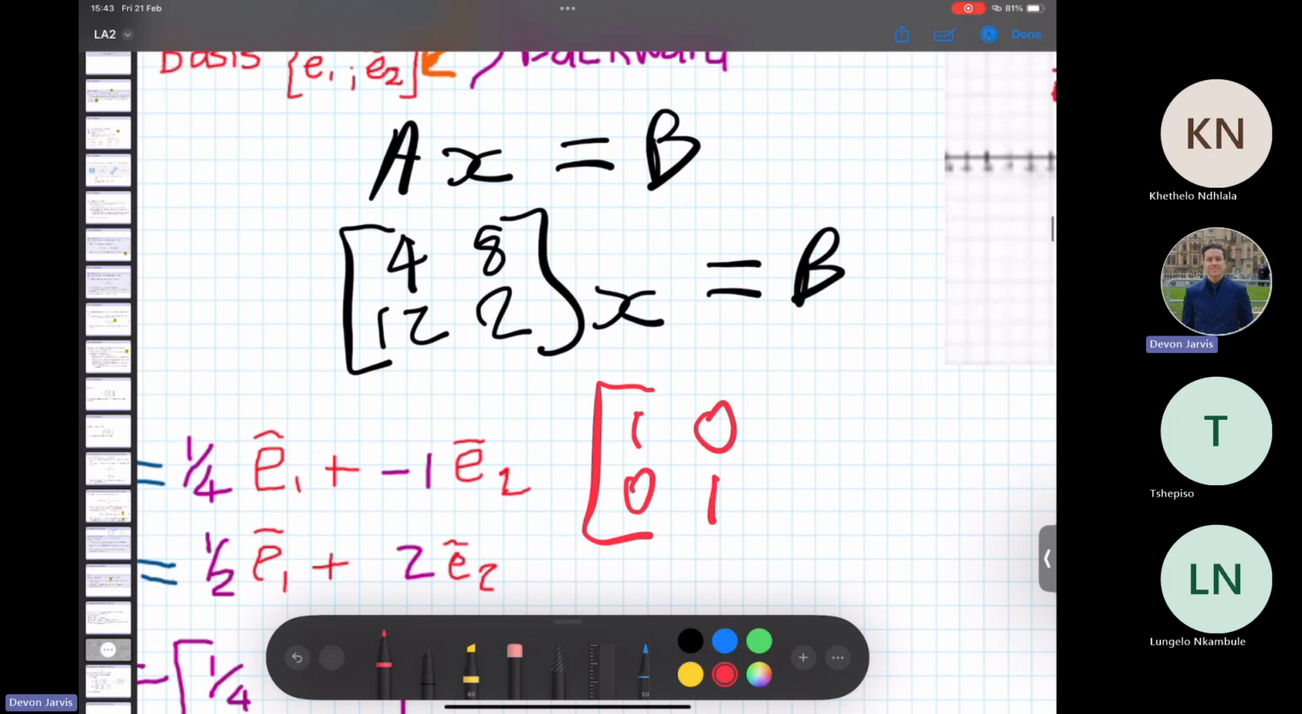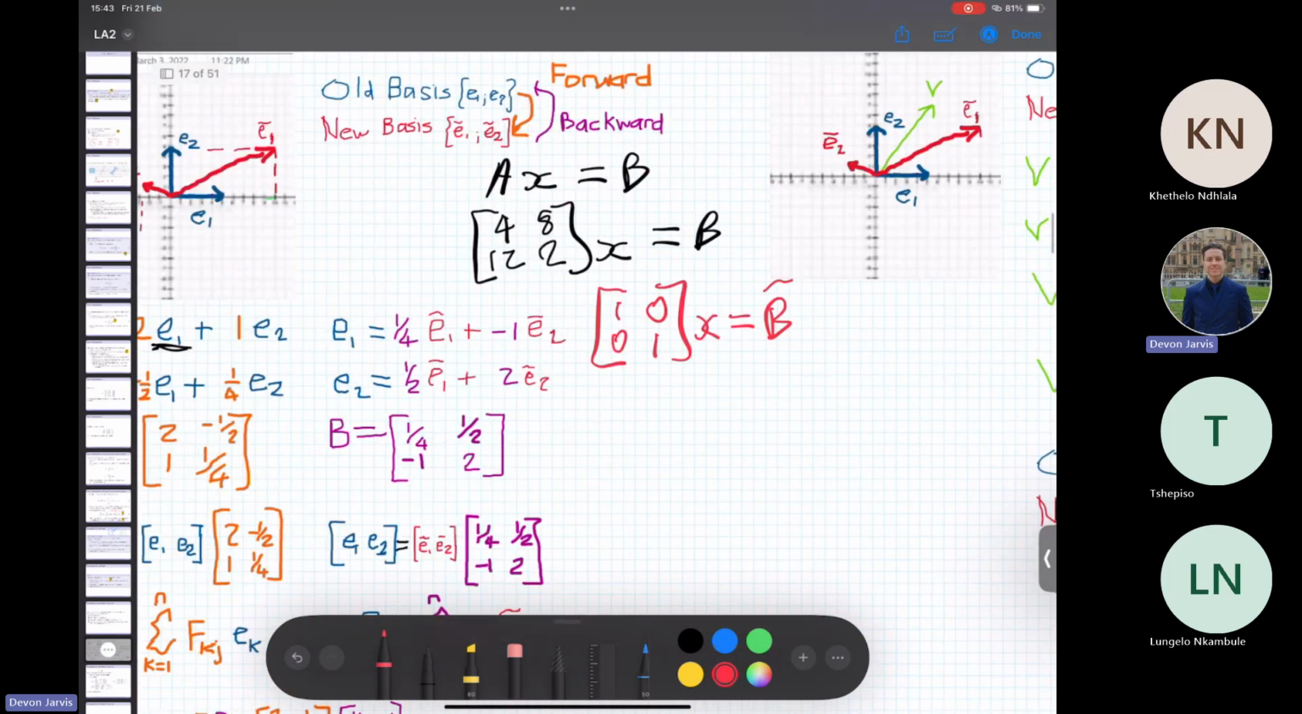1, 0, 0, 1. We got X equal to B, and now B has changed so that it's conserved, right? Whatever I did on the left, I did on the right to B. This basis now is an identity basis. It's orthogonal. What it means is that this now looks like Euclidean space.